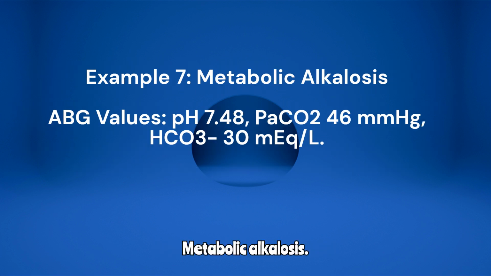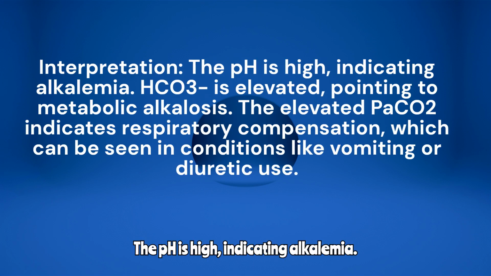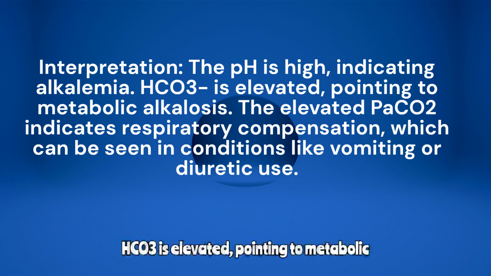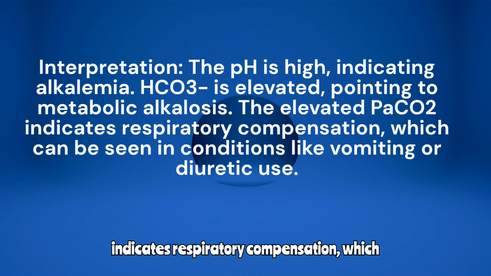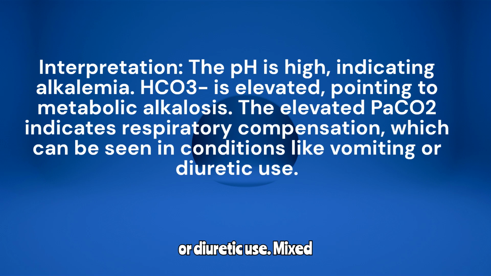Example 7, metabolic alkalosis. ABG values: pH 7.48, PaCO2 46 mm of mercury, HCO3 30 milliequivalent/L. Interpretation: the pH is high, indicating alkalemia. HCO3 is elevated, pointing to metabolic alkalosis. The elevated PaCO2 indicates respiratory compensation, which can be seen in conditions like vomiting or diuretic use.